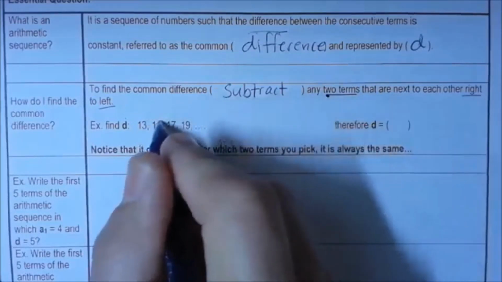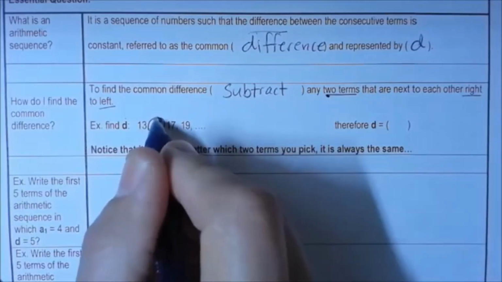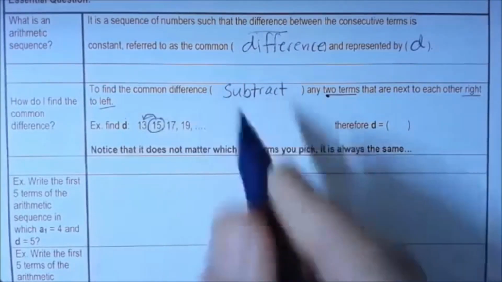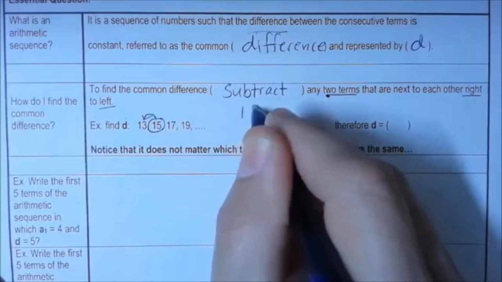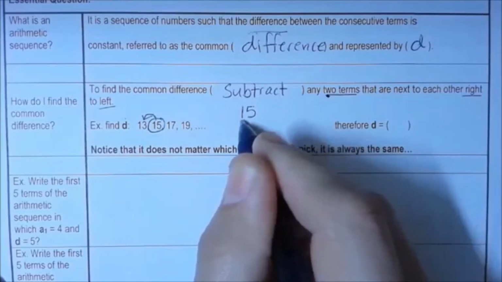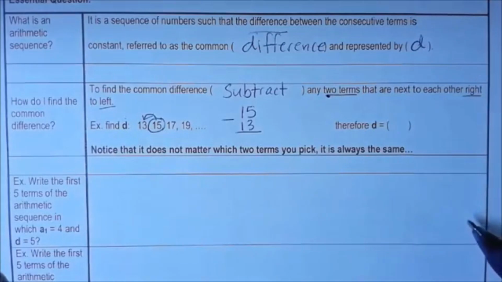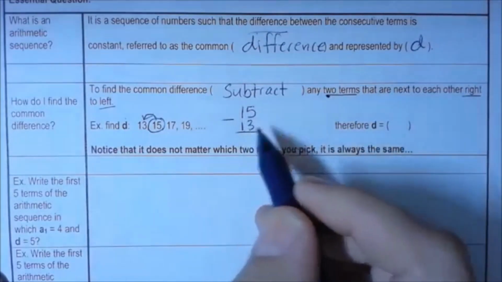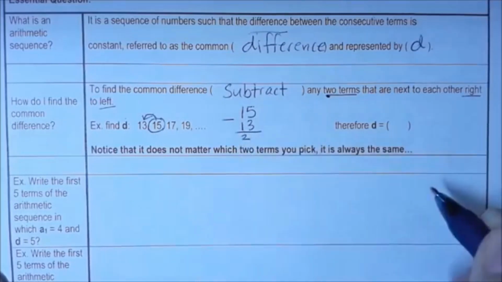So if I take the term 15, which is next to the term 13, then I'm going to put the one on the right on top, the one on the left on bottom, and I'm going to subtract them. So I have 15 minus 13, and that will give me 2.